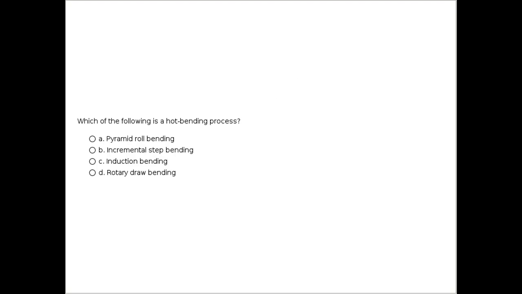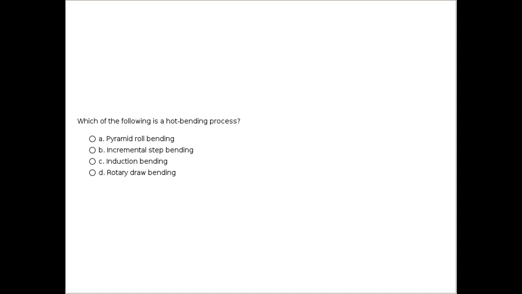So here's our first polling question. Which of the following is a hot bending process? A, pyramid roll bending. B, incremental step bending. C, induction bending. Or D, rotary draw bending? You can click on the radio button of the answer you believe is correct, and we can get a good feel of the results that are coming in, and we'll talk about it. Again, which of these four is a hot bending process? Pyramid roll bending, incremental step bending, induction bending, or rotary draw bending?